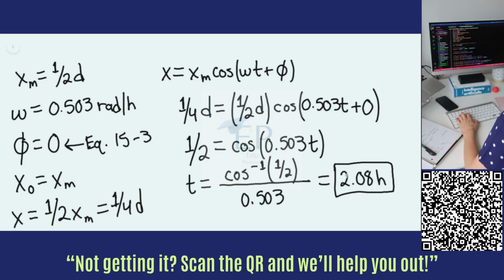Remember to have your calculator in radians mode and not degree mode. So again, remember when you're solving for t, always have your calculator in radians mode. Your final answer is again 2.08 hours. That is the end of the solution.